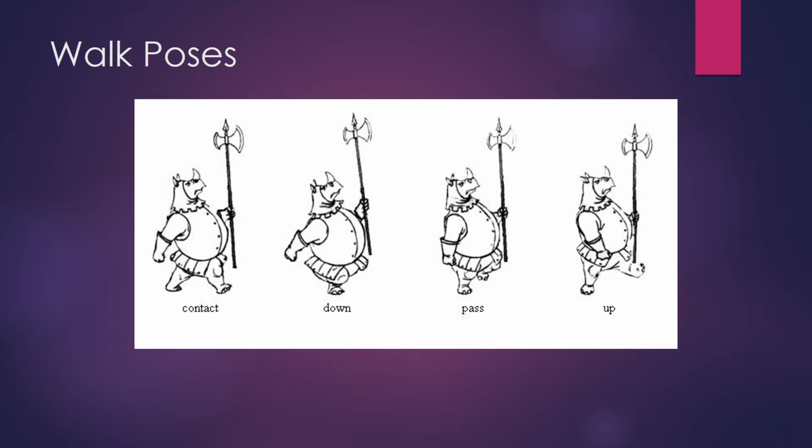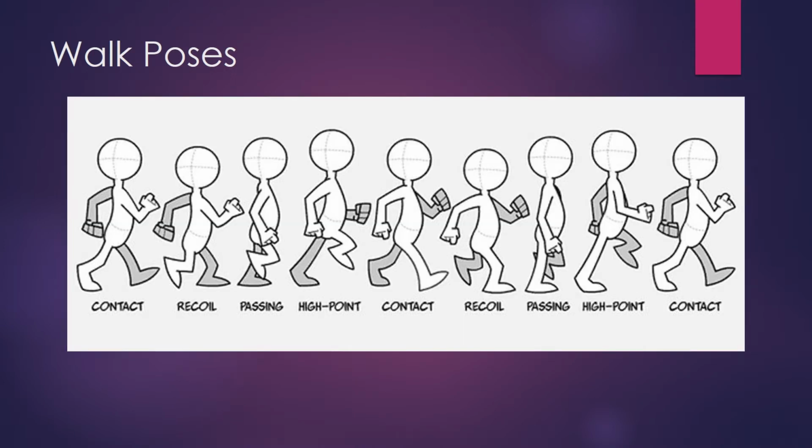We have to do one where the right foot is on the ground and one where the left foot is on the ground. It really doesn't make that much difference which one is first, but we have to have both. Now, sometimes people call them different things. In this example, it was contact, recoil, passing, and high point.